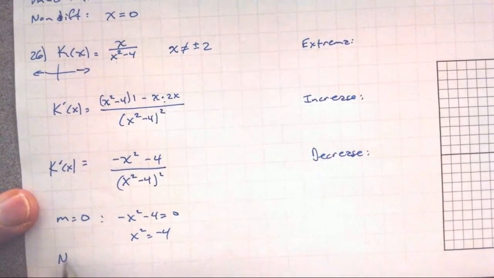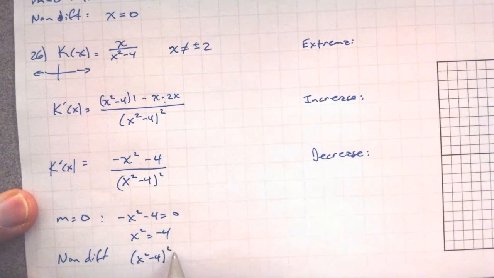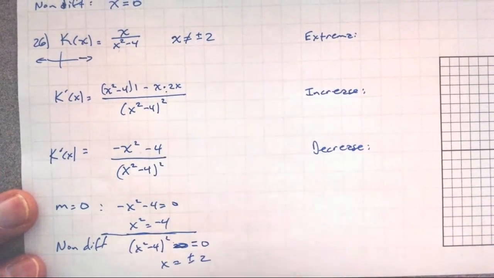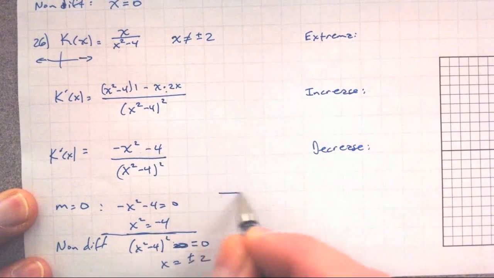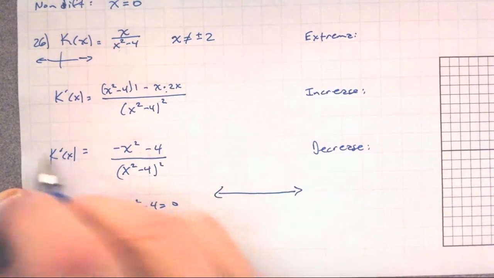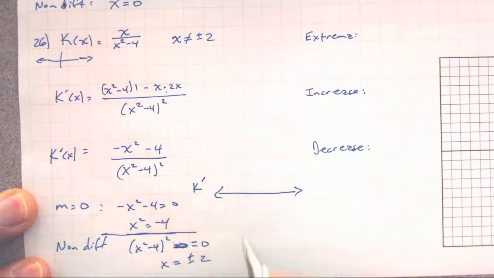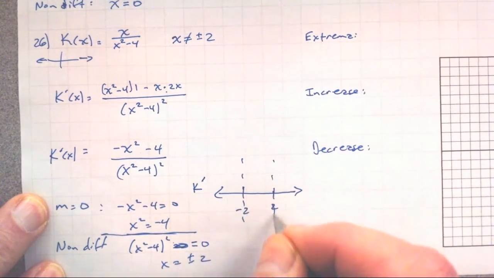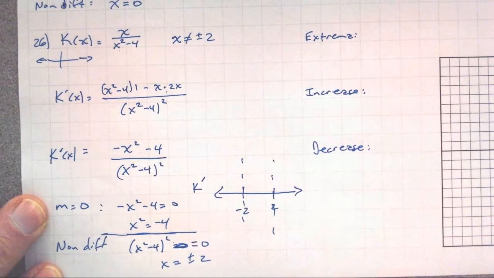When are we non-differentiable? We're non-differentiable when x squared minus 4 squared equals 0, and, whoops, just that part, sorry, not a fraction. When x squared minus 4 squared equals 0, or when x equals plus or minus 2, but x equals plus or minus 2 doesn't exist. So the points of interest for us now to look at our slope signs would be around 2 and -2.